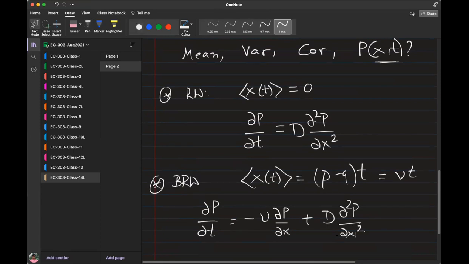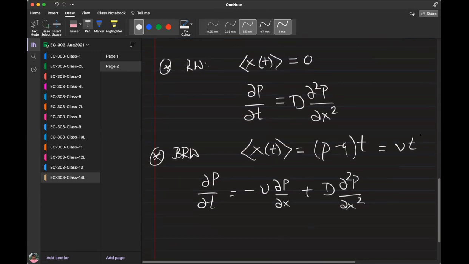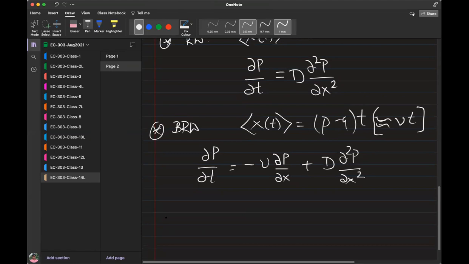Is that correct, everyone? Remember this, right? Where v was basically p minus q divided by delta t, right? That was the definition of v. Loosely speaking, heuristically speaking, because this v and this v are not the same. Okay, this is what we had. Do all of you remember now?